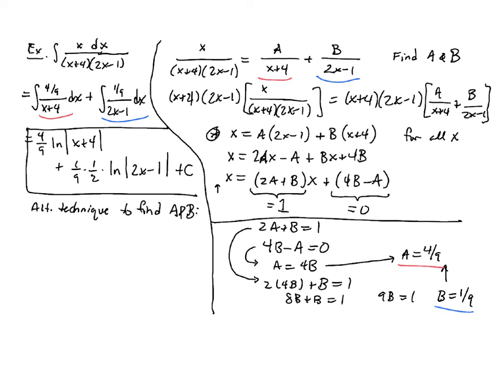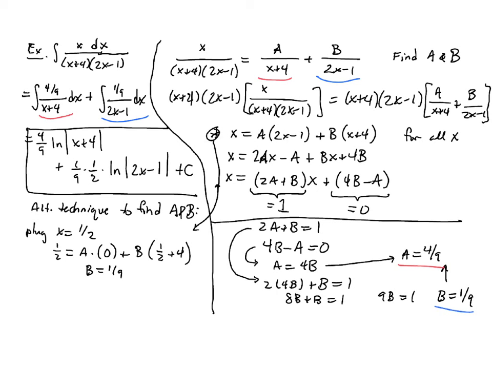which is to simply take this equation here and plug in some specific values. So specifically, you would plug in x equals 1/2, and you would find that the left-hand side 1/2 equals a times 0 is what I get when I plug 1/2 into 2x minus 1, plus b times 1/2 plus 4. And if you solve that, you end up with b equals 1/9.